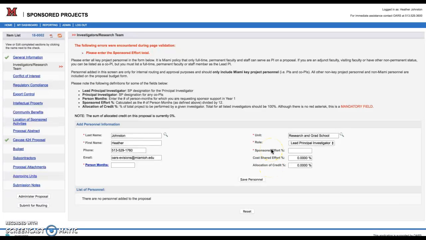Sponsored effort percent is determined according to the number of person months for which sponsor support is being requested in year 1. Since support is commonly requested for 2 months, we'll use that figure in this example and type a 2 in the person months field.